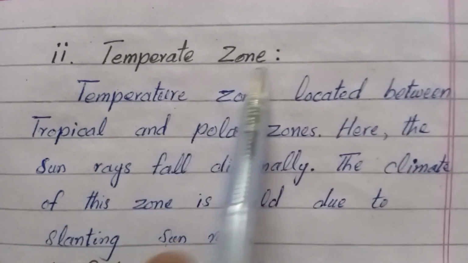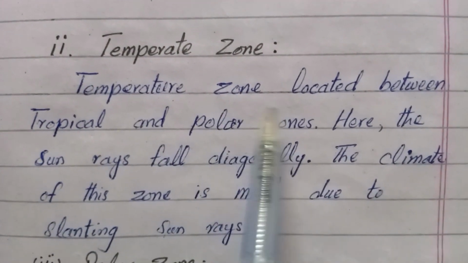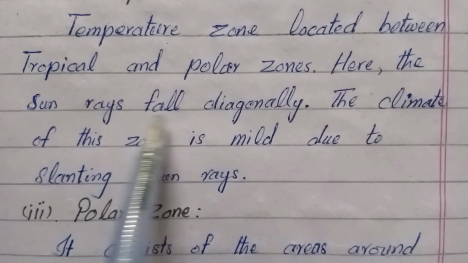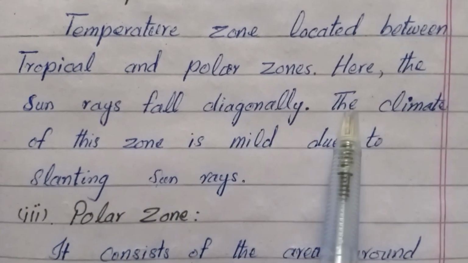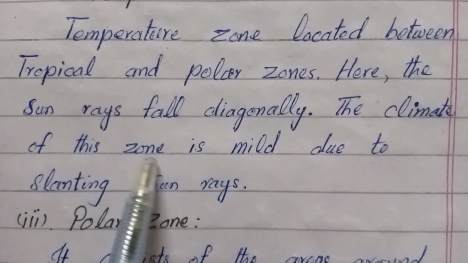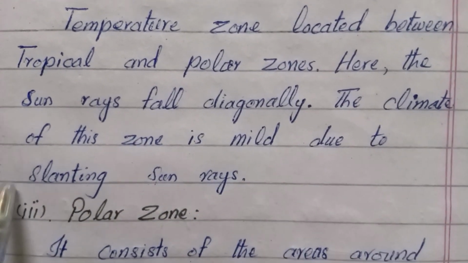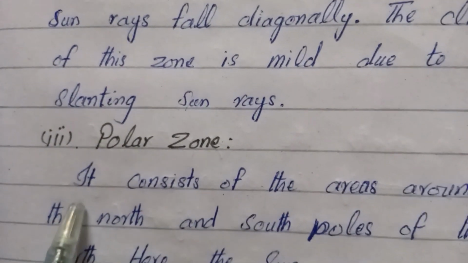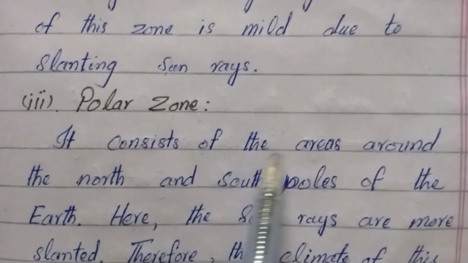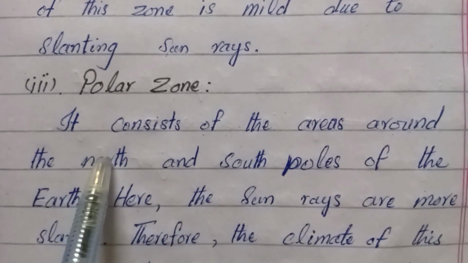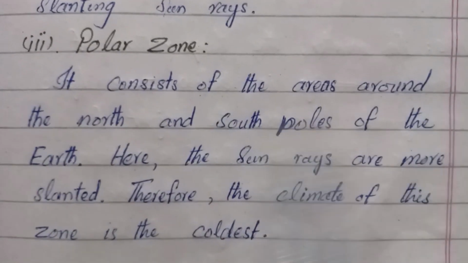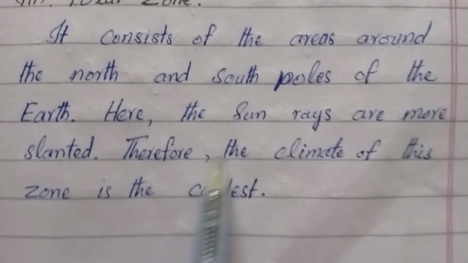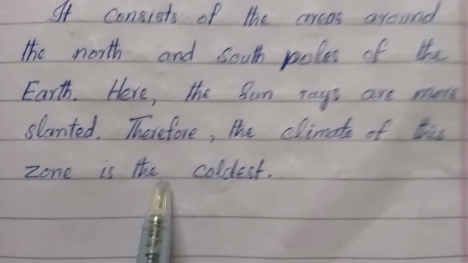Number 2, temperate zone. Temperate zone is located between tropical and polar zones. Here the sun rays fall diagonally. The climate of this zone is mild due to slanting sun rays. Number 3, polar zone. It consists of the areas around the north and south poles of the earth. Here the sun rays are more slanted. Therefore, the climate of this zone is the coldest.